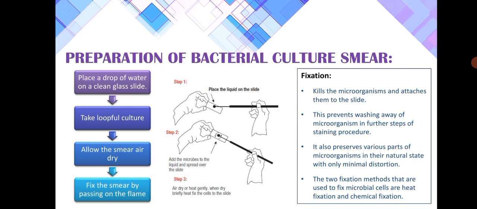In the process, fixation kills the microorganisms and attaches them to the slide. This prevents washing away of microorganisms in further steps of the staining procedure. It also preserves various parts of microorganisms in their natural state with only minimal distortion. The two fixation methods that are used to fix microbial cells are heat fixation and chemical fixation.